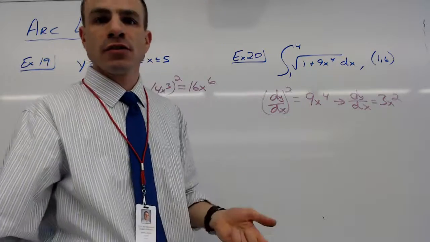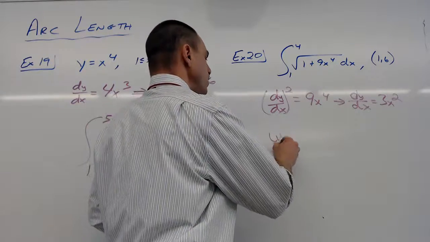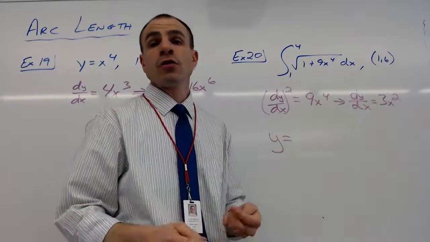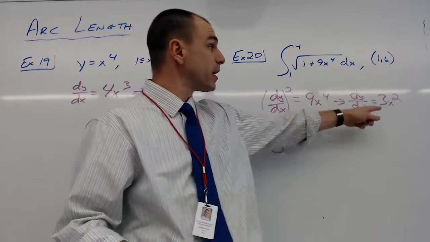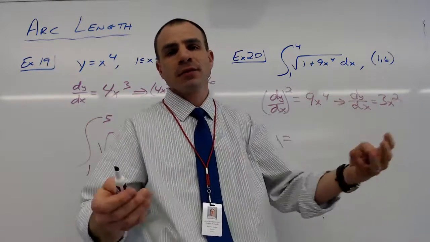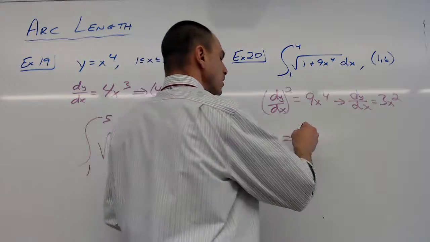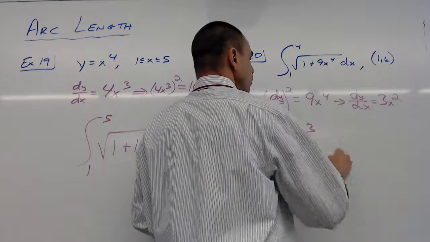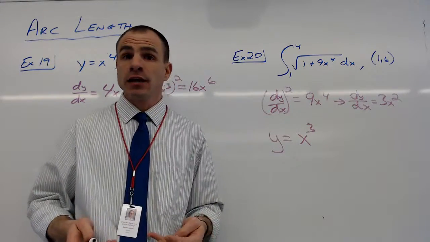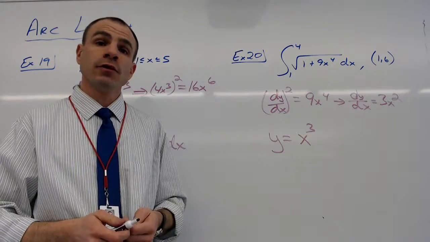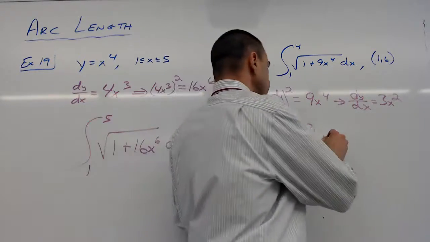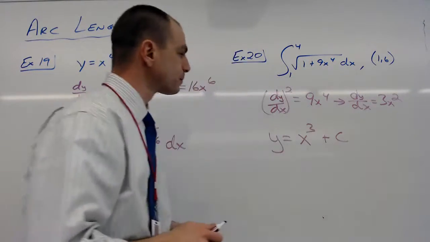Now, if dy dx is 3x squared, we can take the antiderivative in order to get y. Right? What's the antiderivative of 3x squared? Yeah, another one that's not all that bad. That's going to be x cubed. And since we're taking an antiderivative, we also need to take into account the arbitrary constant, so we have plus c.